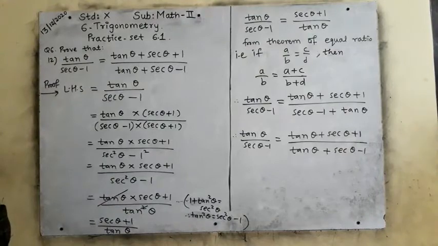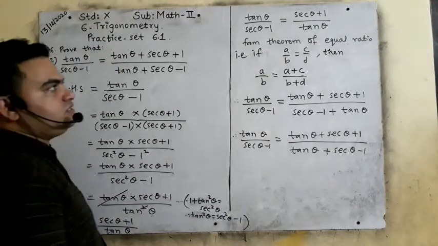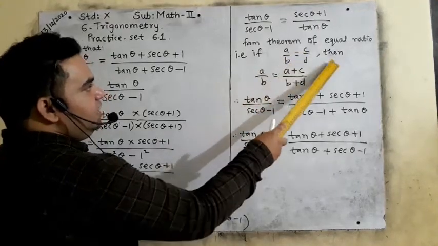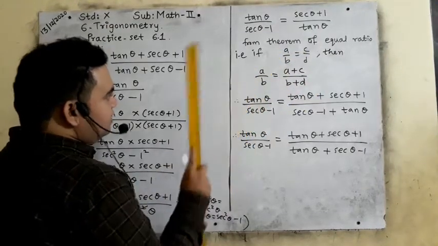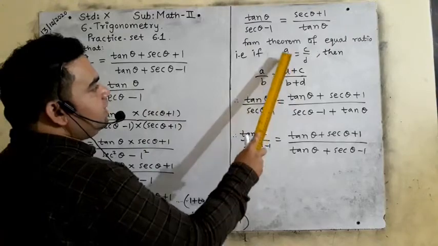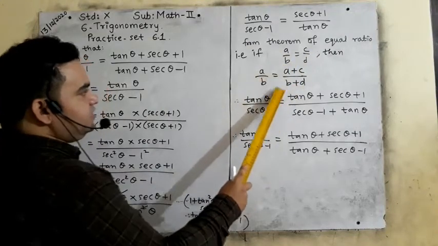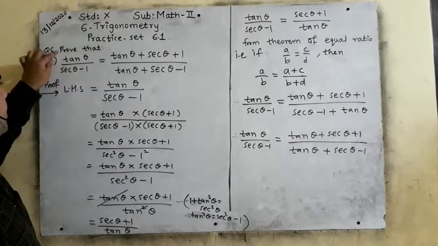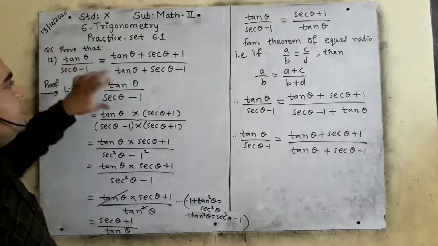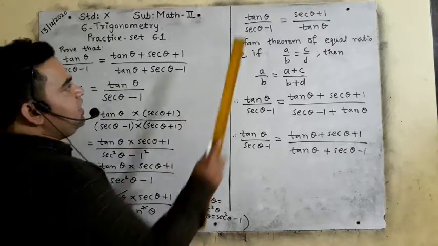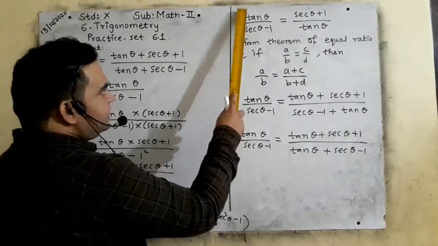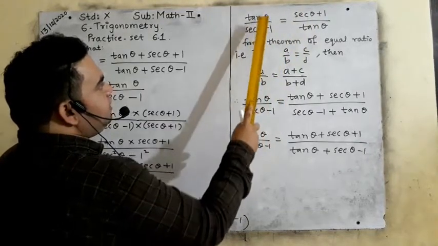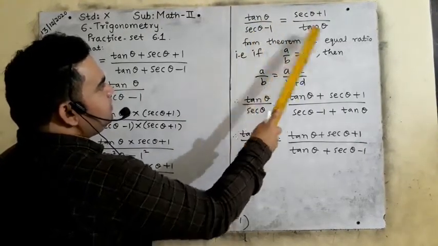This is what we have. See, tan theta upon sec theta minus 1 is equal to sec theta plus 1 upon tan theta. Now from the theorem of equal ratio. What is the theorem of equal ratio? If a upon b is equal to c upon d, then a upon b is equal to the addition of these two, a plus c upon b plus d. This is your a upon b, the left hand side. So what is the equal ratio theorem saying? It says a upon b, that is tan theta upon sec theta minus 1, is equal to the addition of this, a plus c upon b plus d.